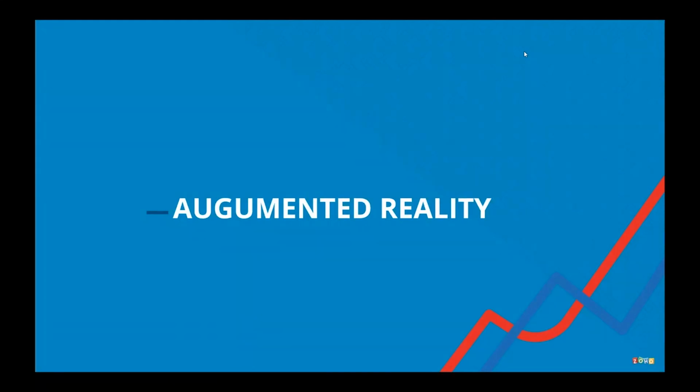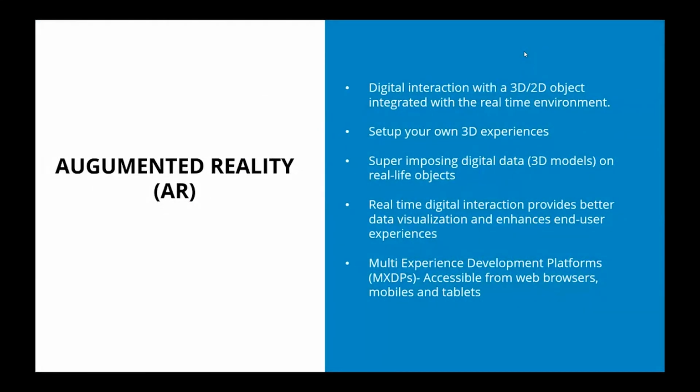One is augmented reality, AR. AR is the digital interaction of a 2D or 3D object with the real-time environment. It helps us create our own 3D experience. Here I'm going to use augmented reality to showcase the 360 view or 3D experience of a property to the customers. This interaction provides data visualization and enhances the end user experience to a very high degree. And this augmented reality is accessible from any device: a web browser, a mobile device, or a tablet. So it is device compatible, and this feature I'm going to use.